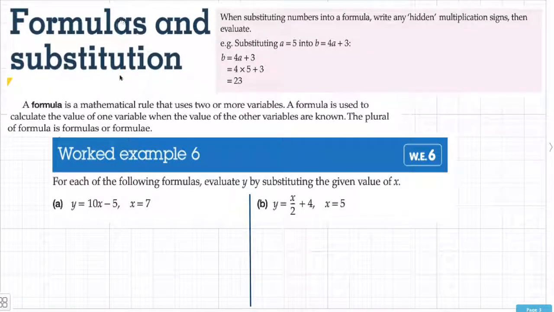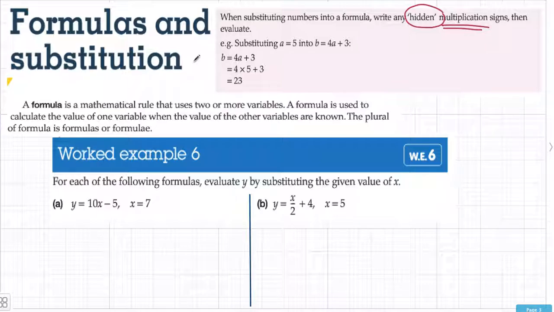Here we're going to look very quickly at formulas and substitution. It's really easy. All you need to do is make sure you write out your equation, putting back the multiplication signs that are normally hidden. So that's really the important thing for this substitution part. And then all we need to do is figure out using BIDMAS what the answer would be.